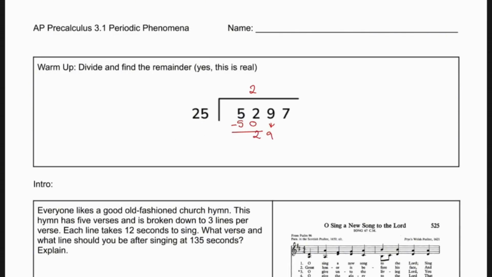Do it again. 25 goes into 29 one time. 1 times 25 is 25. Minus, you get 4. Drop down the 7. 25 goes into 47 one time. 1 times 25 is 25. Subtract, and you get the old Taylor Swift special, which is 22. The remainder is 22. Now, why in the blazes did we do that? Well, you'll see in a minute. It has to do with periodic functions, though.